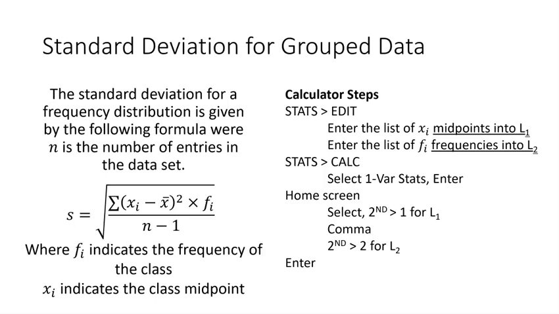Hey everybody, welcome back to lesson 1.4 where we're still looking at measures of variation. How spread out or closely grouped is our data? So in our last lesson, we looked at ways to find the average, the mean for a frequency distribution. We called it the mean for group data. Well, we can also find standard deviation and variance for grouped data.